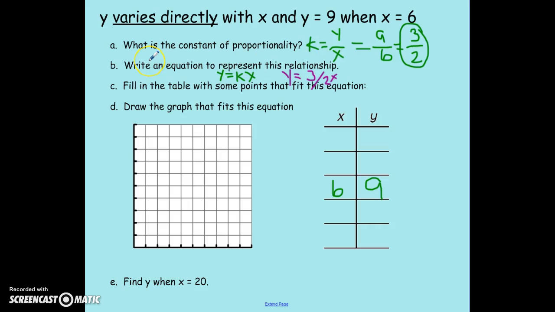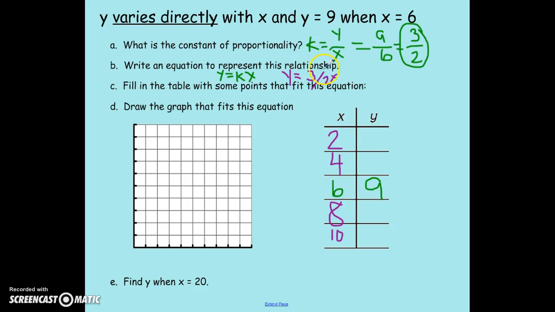Then letter C says to fill in the table with some points that would go with this equation. So I can just pick any points for x. I kind of like patterns, so I'm going to choose 2, 4, we have 6 already, 8, and 10. And then because I have my equation, I can just plug these numbers into my x value to find my y.